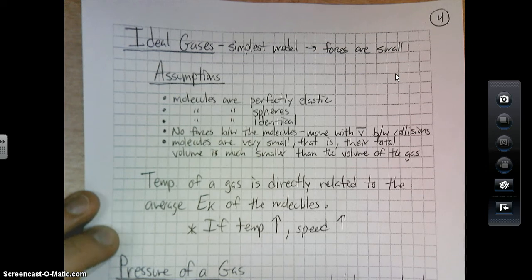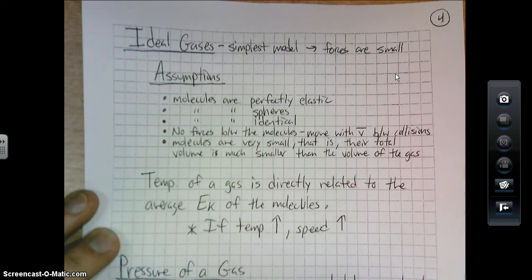Also, there are no forces between the molecules, therefore they move with a constant velocity between their collisions. And molecules are very, very small, meaning that their total volume is much, much, much smaller than the actual volume of gas if you were able to condense it.